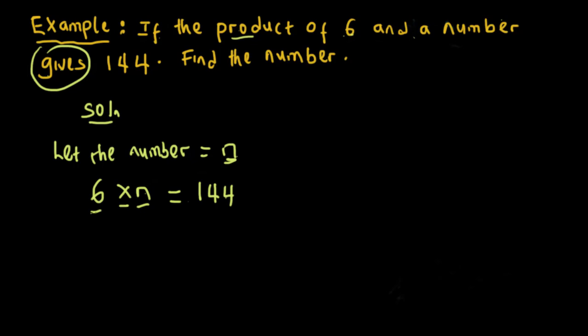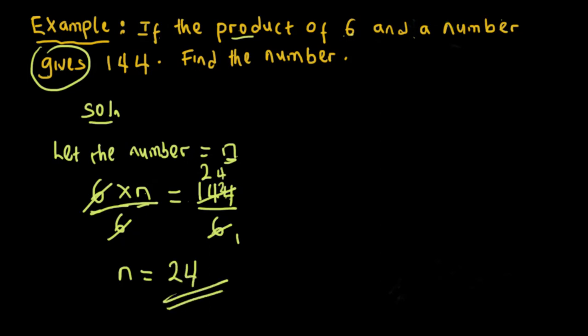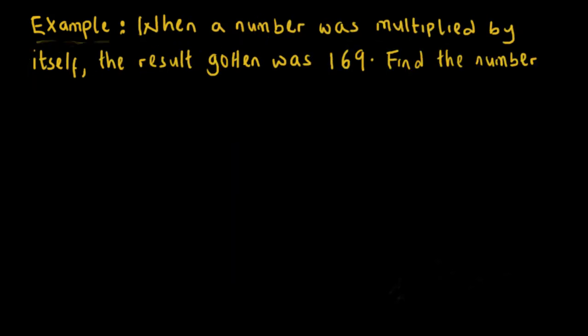Now to find n, all we need to do is to divide both sides by 6. Do you understand? 6 cancels 6, you are left with n. 6 here 1. 6 in 14 is 2, remainder 2. 6 in 24 is 4. So our answer is n equals to 24. Do you understand? Alright, let's take another example.